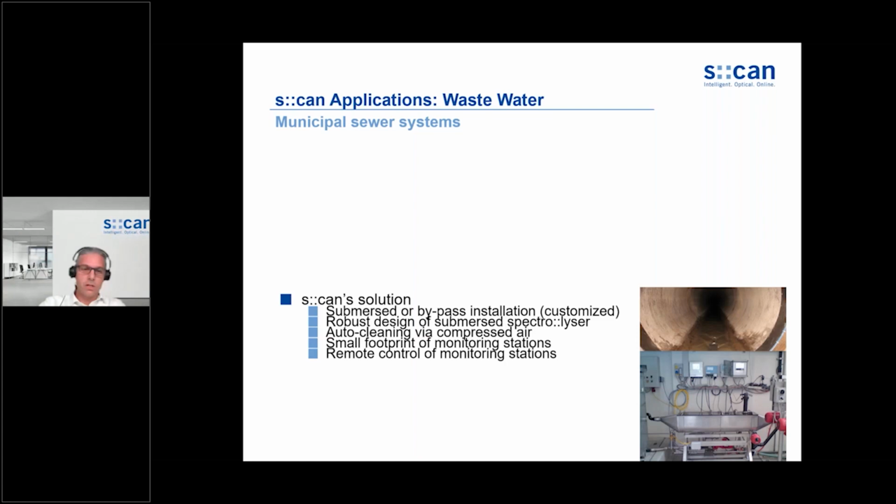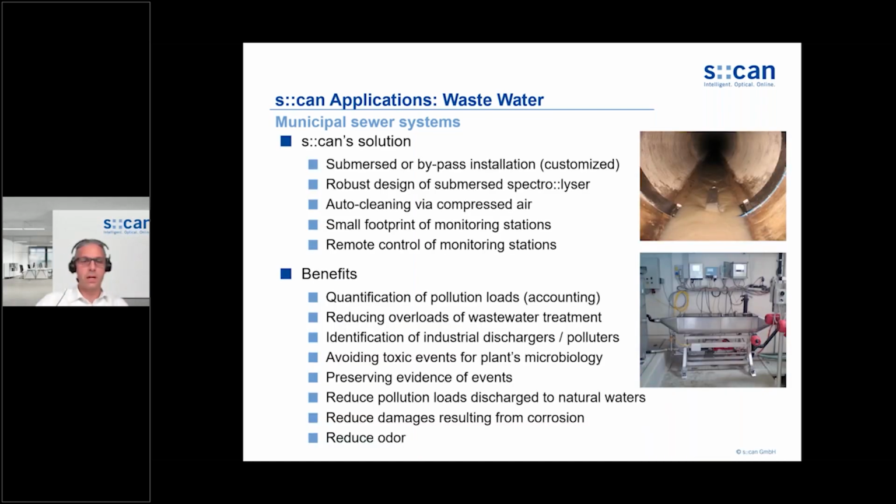The ESCAN solution for this application is either a submersed installation or a bypass installation. You can see the pictures on the right-hand side. The spectrolyzer is very robust in design and can withstand the harshest conditions in the sewer. The auto cleaning is typically performed via compressed air. The monitoring stations of ESCAN have a small footprint and can also be controlled remotely, which is a big plus in sewer applications.